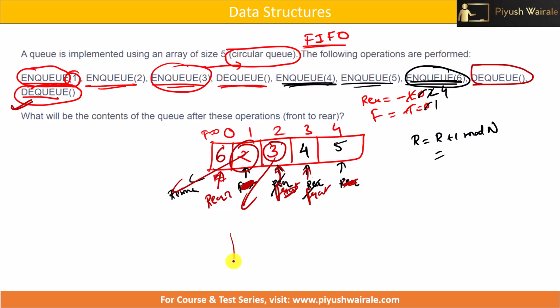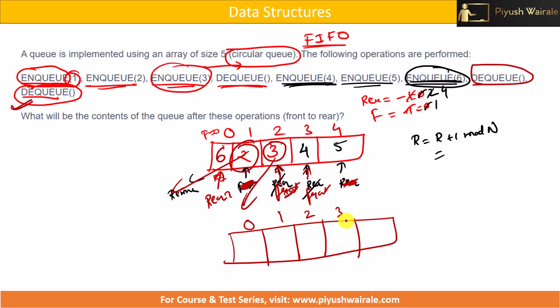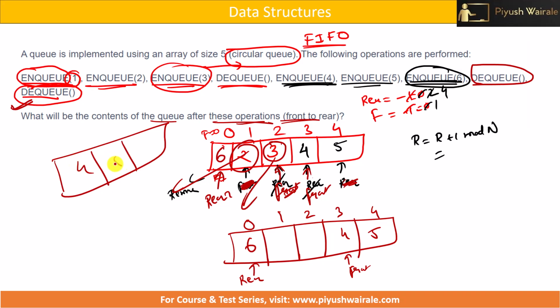That's it. We have performed all the operations here, right? If you observe, what will be the array now? This is 0, 1, 2, 3, and 4. So 6, empty, empty, 4 and 5. Now this is my front and this is my rear. What will be the content of the queue after these operations have been performed, from front to rear? You can see in the options that it will be 4, 5, 6, that is front to rear.